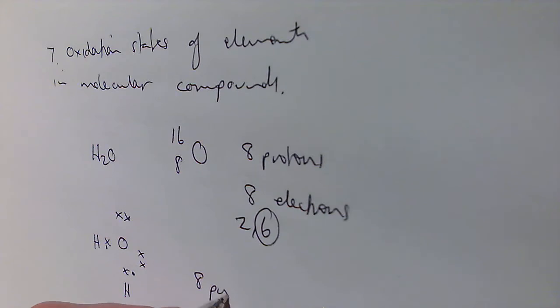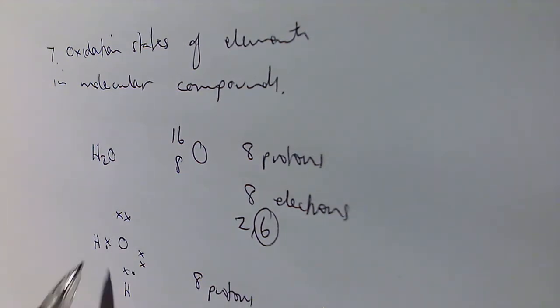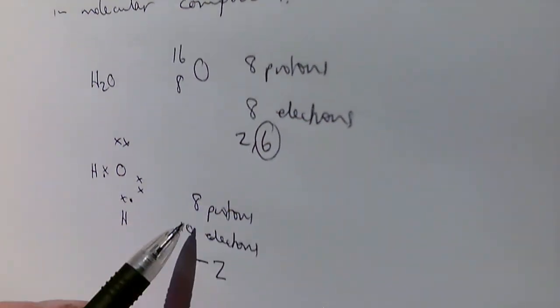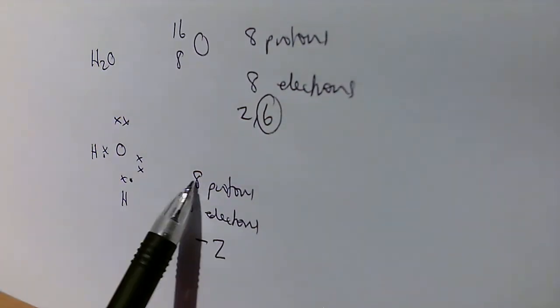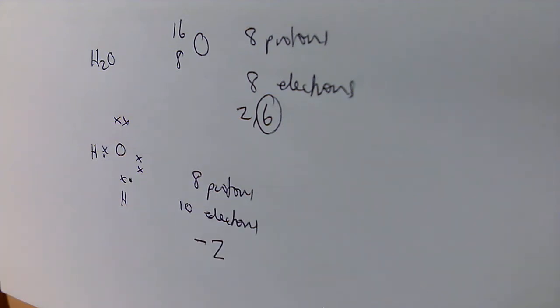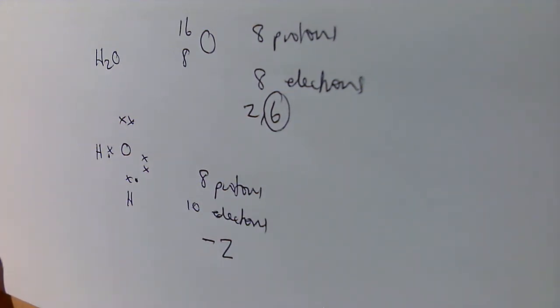8 protons, but now because it's got these extra 2 electrons in its outer shell, it's got 10 electrons. So the oxidation state of the oxygen in the water is -2, because it's got 2 more negative charges than positive charges.